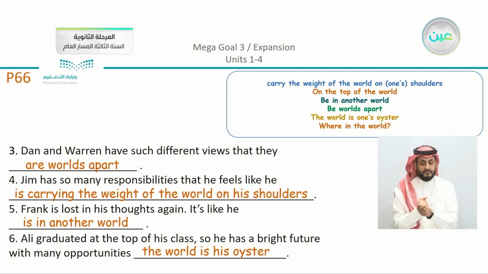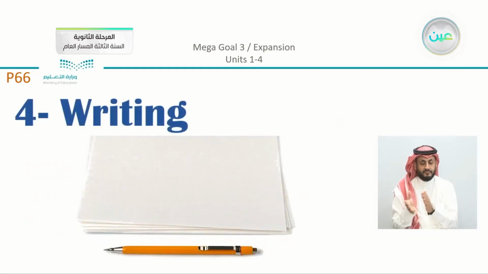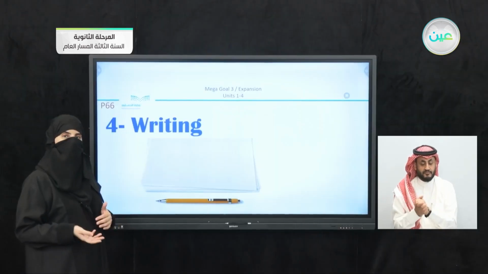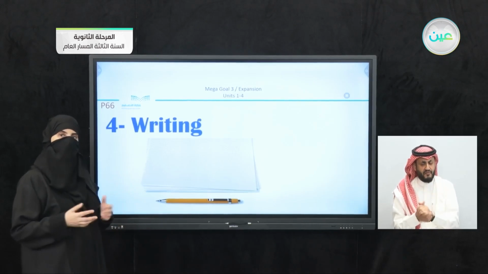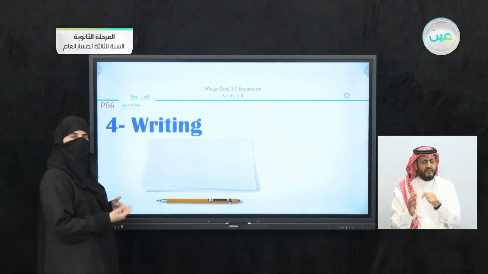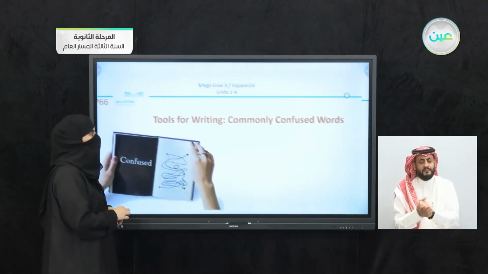So we have completed our exercise. We are going to move on to part number 4, which is writing. Now we did practice a lot of writing skills. We are going to just see what we can add to our information here.